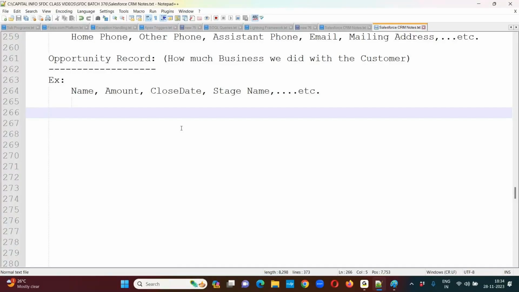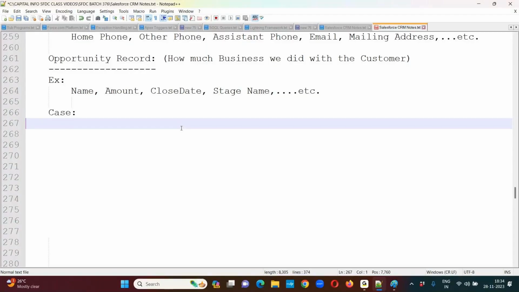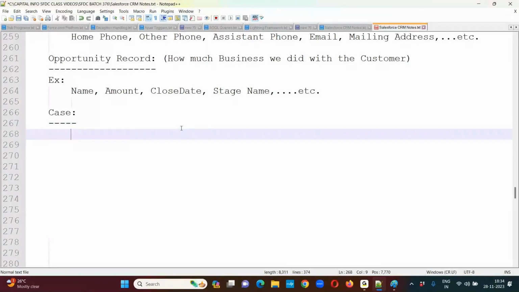Now, whenever I'm facing a problem with the product, what do I need to do? I have to make a call to the customer care. I have to raise a complaint. I would like to raise a complaint. That complaint is also called a case. Now tell me, who will receive my case? Marketing team? Sales team? No. Who will take care of this? Customer support. Service team.